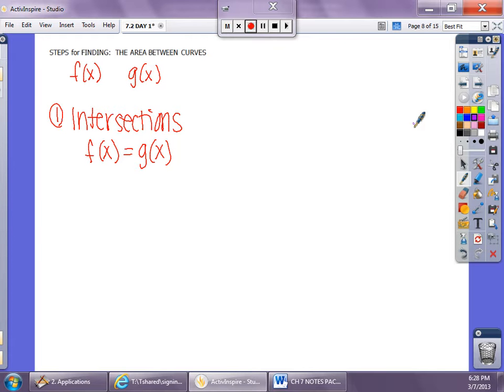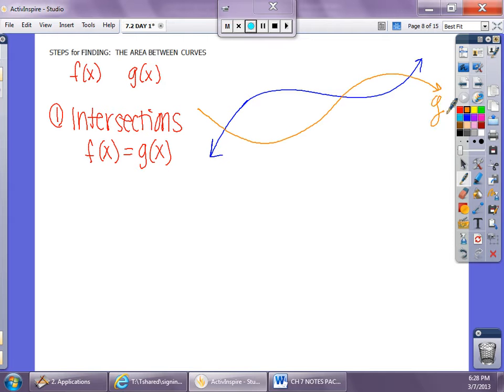So, intersections. Let's try to make sense of this. There's a function f that does something like this, and let me make sure it's actually a function and not curving back like that. And then let's say there's a function g. We say that the area we want is completely bounded between those two functions. Well, look at the intersections. They're going to tell you where you're going to start your integrals and where you're going to stop your integrals. That's why the intersections are going to be important.